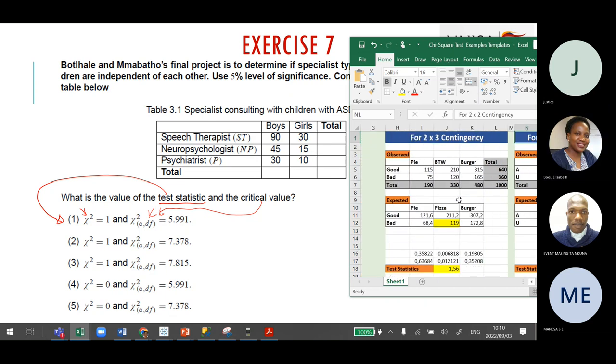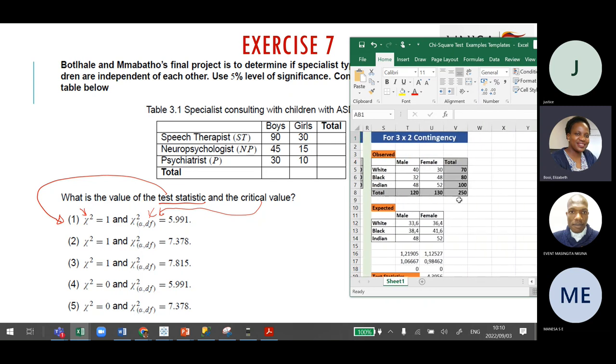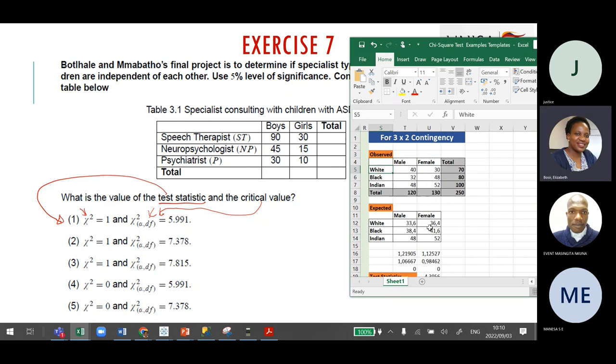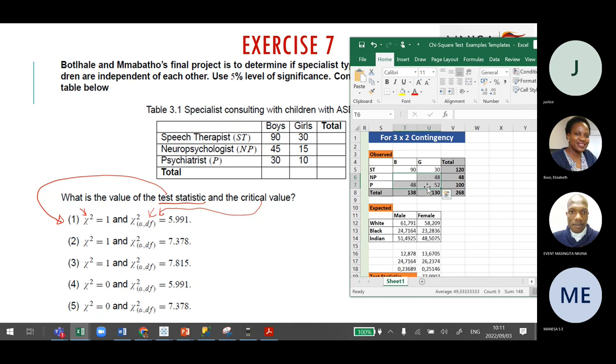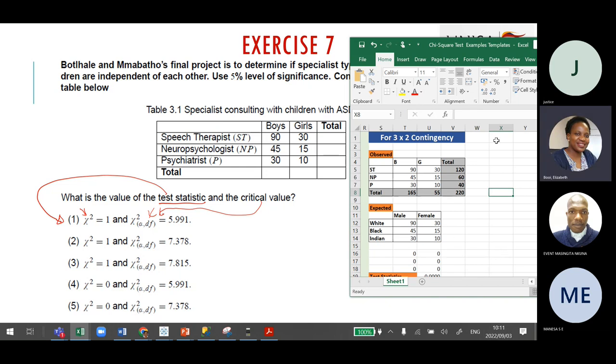This is a 3x3. This is a 2x3. This is a 2x2. And the last one is a 3x3. So we're just going to substitute the values there. I'm just going to use the abbreviations. We have 90, 30, 45, and I probably should have removed all of them, and 15, 30, and 10. So there is our table.